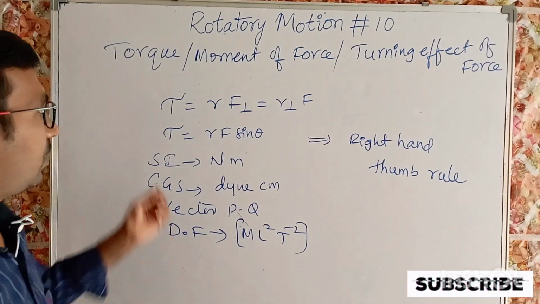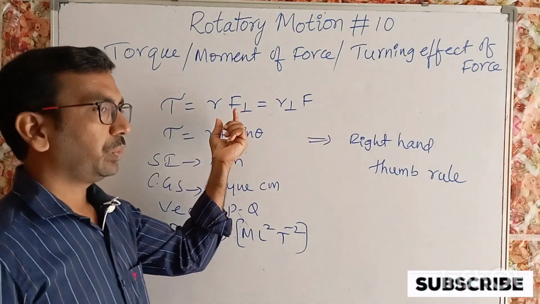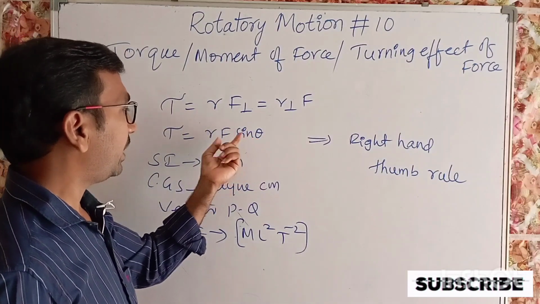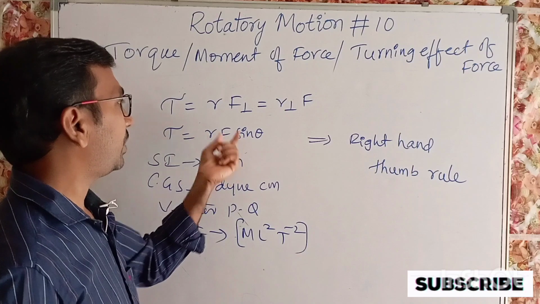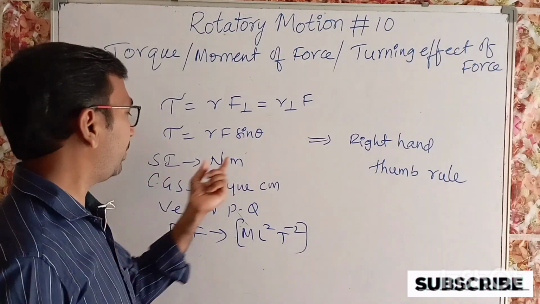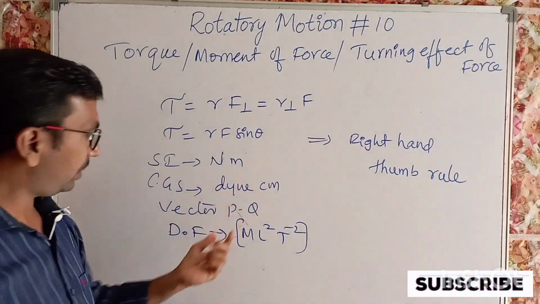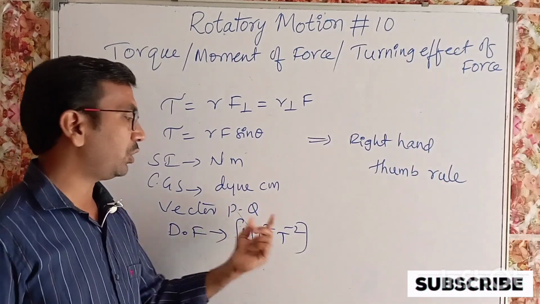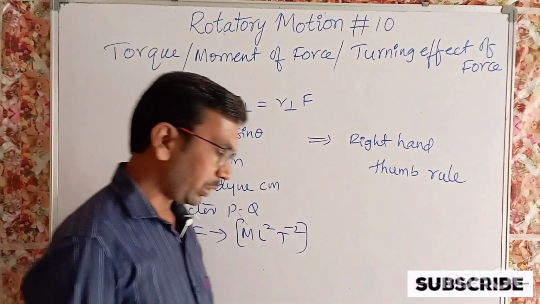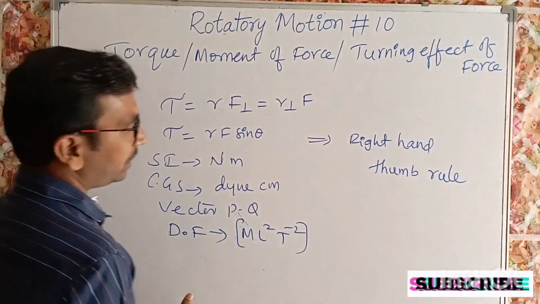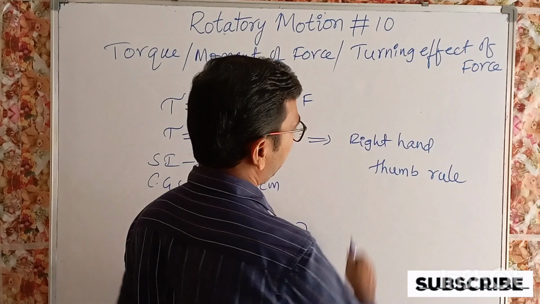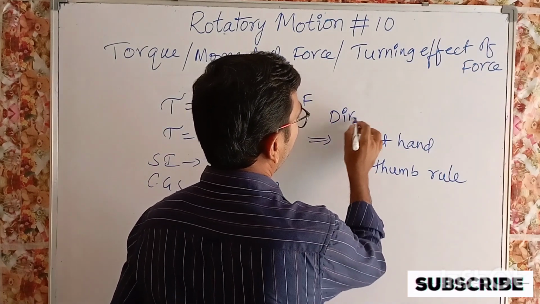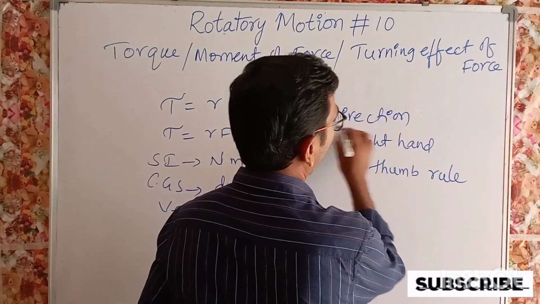So torque tau is equal to R into F perpendicular. Here F perpendicular means F sin theta. So tau is equal to R F sin theta. The SI unit is Newton meter, the CGS unit is dyne centimeter. It is a vector physical quantity, and its dimensional formula is M L square T to the power of minus 2. The direction can be determined by using the right hand thumb rule.